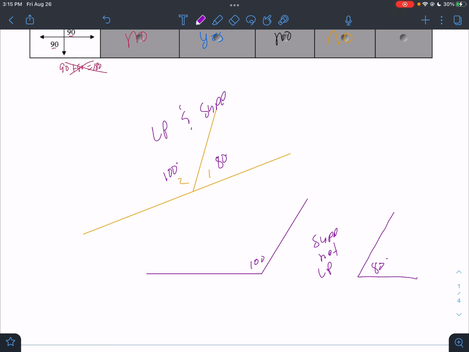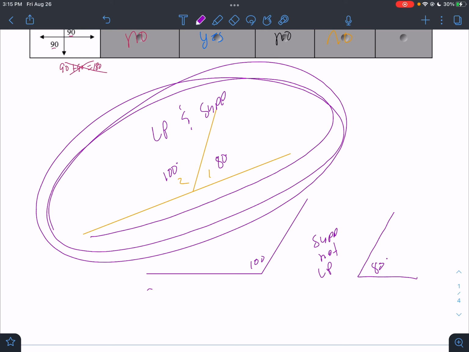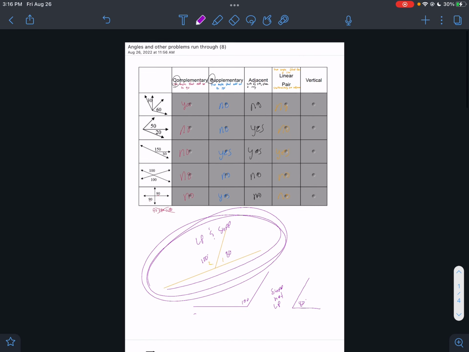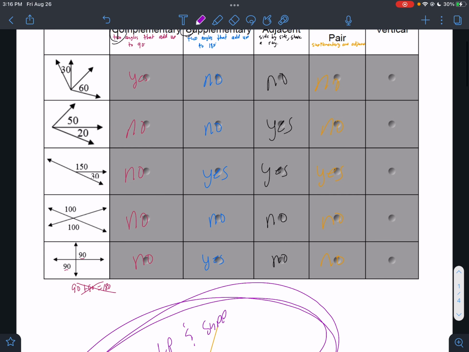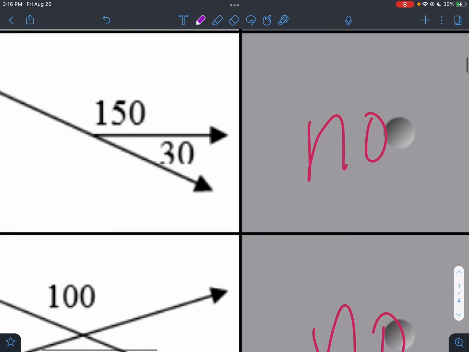So a lot of people confuse linear pair with supplementary. They have to be adjacent. They have to form a line to be a linear pair. They do not have to be adjacent to be supplementary. So those are different things. We got to get that down. Sometimes, always, or never, adjacent angles are linear pairs. Well, here are some adjacent angles that are also a linear pair.